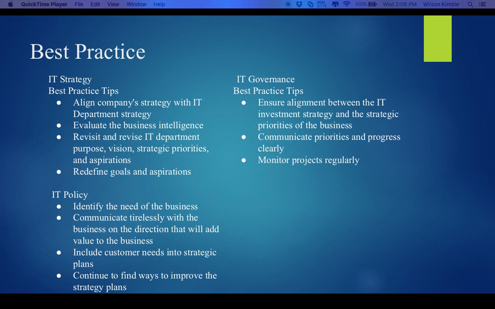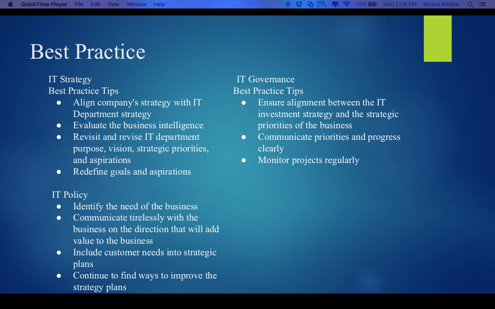IT governance, the best practice tips are: ensure alignment between the IT investment strategy and the strategic priorities of the business, communicate priorities and processes clearly, and monitor projects regularly. These are some very key concepts which are implemented in my role, which is crisis management.